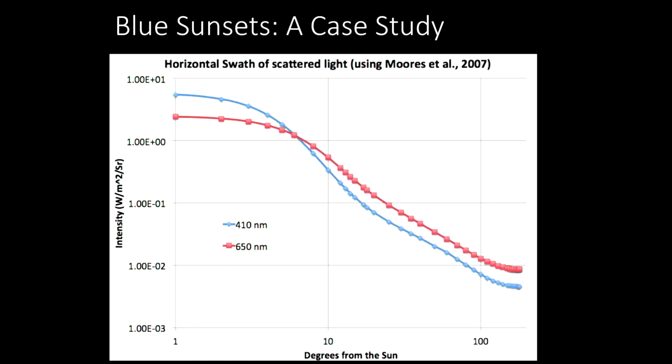We can use that with models of how different particles interact to really tell some interesting things about the atmospheres that we investigate. So here's our blue sunset again, as it would appear to a computer. And what I'm showing here is how much red and how much blue. The red line is red light, the blue line is blue light, you would get depending upon how far you're looking away from the sun.